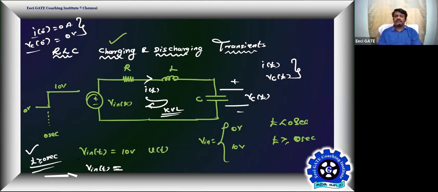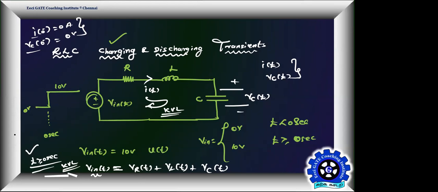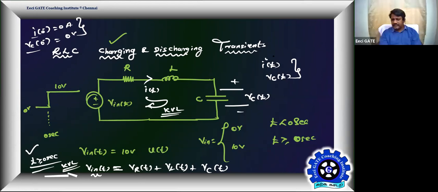The KVL governing this simple single loop RLC circuit is VR of t plus VL of t plus VC of t. Easy? Sum of voltage drops across the resistor, inductor and capacitor opposes your input, making your simple KVL. This KVL should be in balance at any given time from t equal to 0 seconds to t equal to infinity. Easy, right? Yes. So now let us solve for the current and voltage.